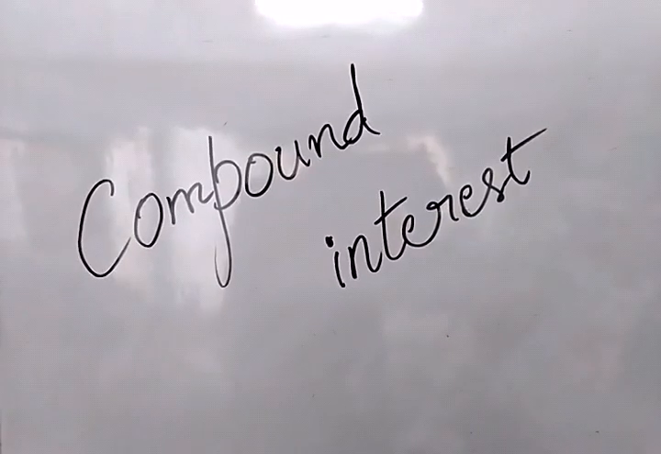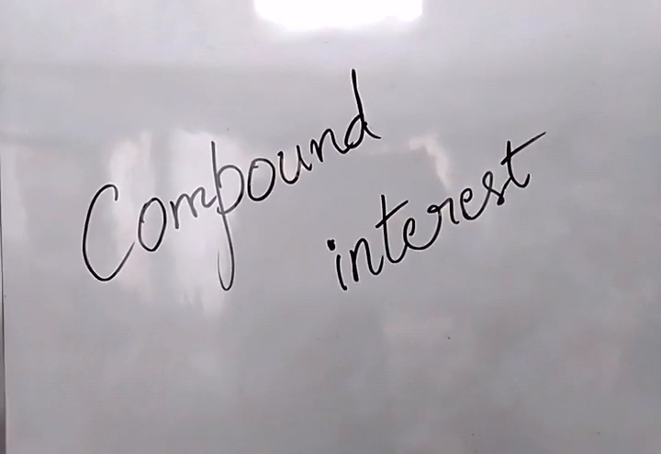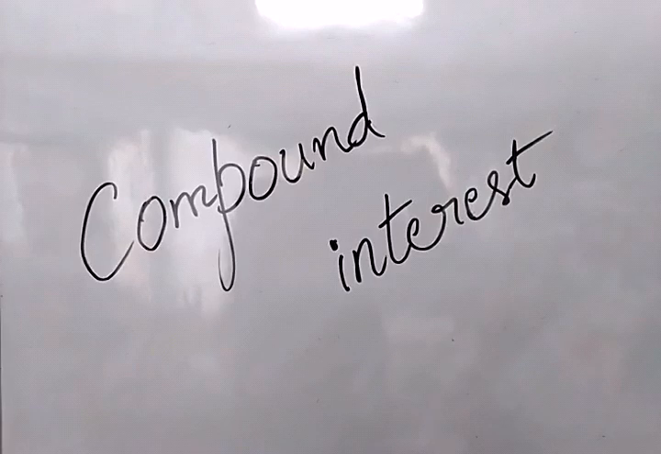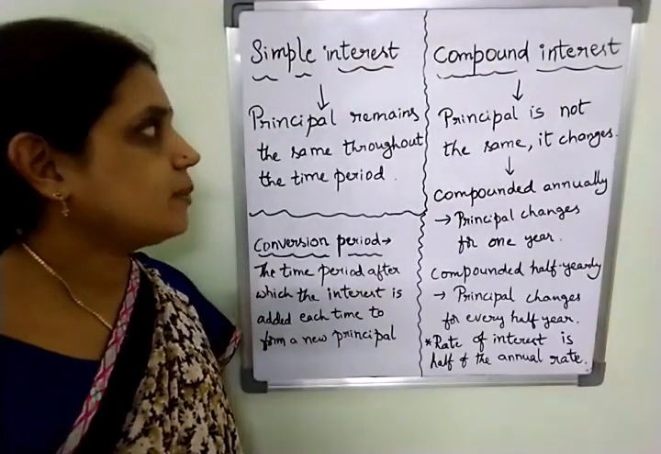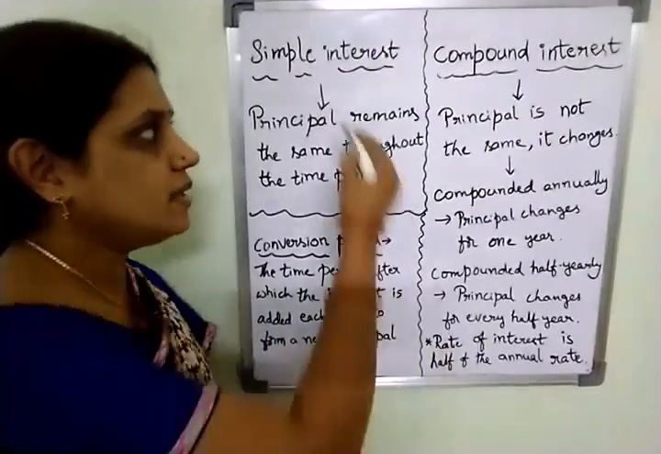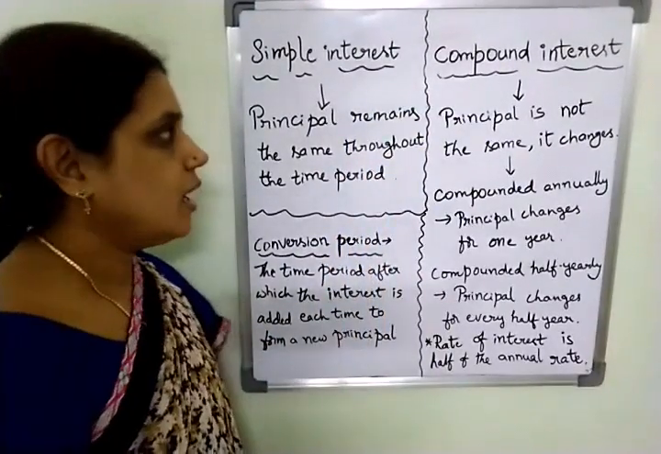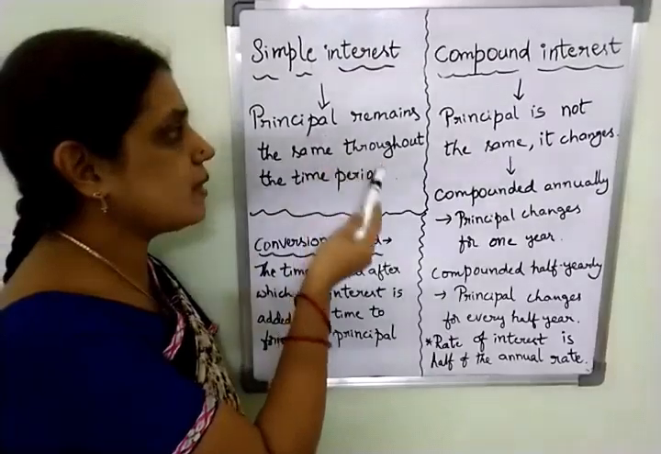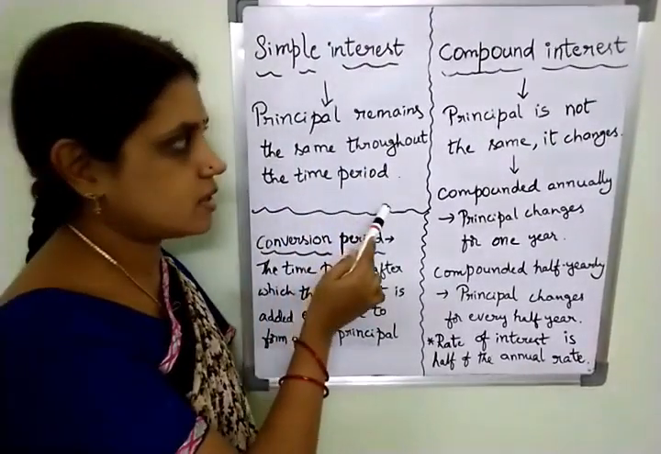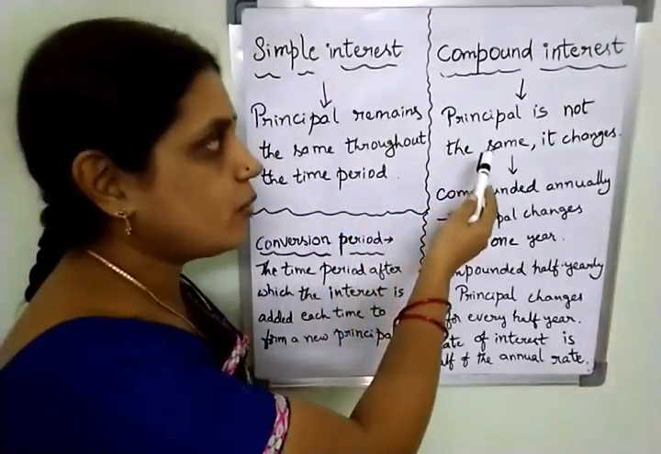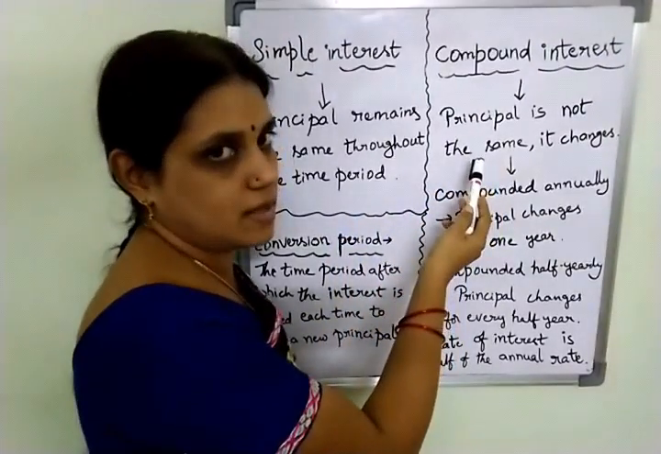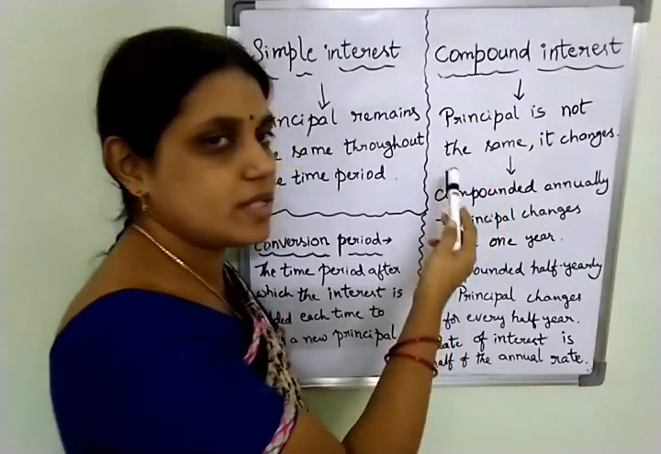Children, in this video we are going to learn how to derive the formula for compound interest. First, we need to understand the basic difference between simple interest and compound interest. In simple interest, the principal remains the same throughout the time period, whatever it may be, 3 years, 4 years, like that. Whereas in compound interest, principal is not the same. It changes.